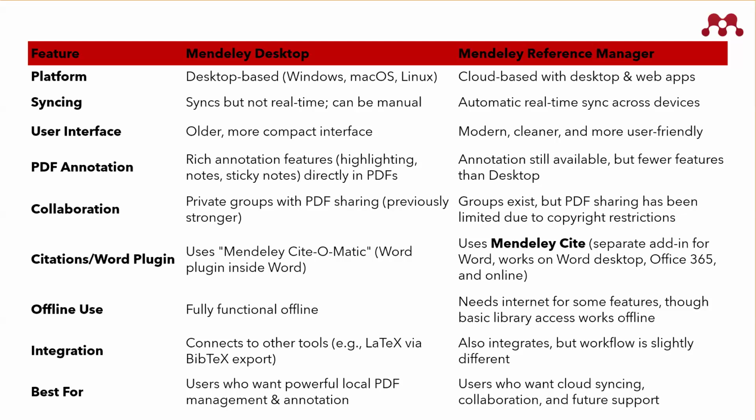Collaboration, they all have group collaborations. You can share across your collaborators. But with the new one, PDF sharing has been limited due to copyright restrictions. So why don't we go to the old one, which is the desktop version? For citations, the new one uses only the Mendeley Cite. You see Mendeley Cite appear when you're trying to cite, but with the desktop version, when you open Word, you are going to see the Mendeley Cite automatically. I'll show you where it is. It is a plugin tool that allows you to connect your Mendeley directly to your Microsoft Word.